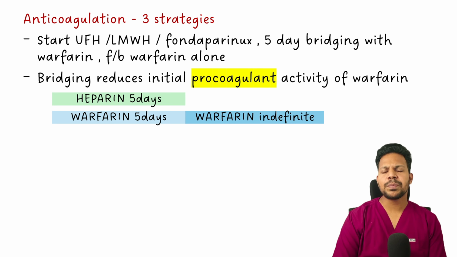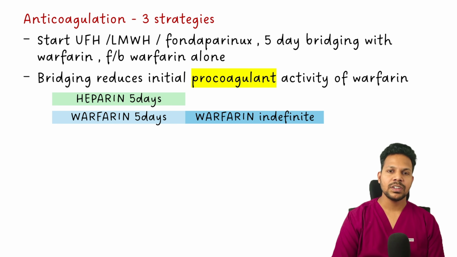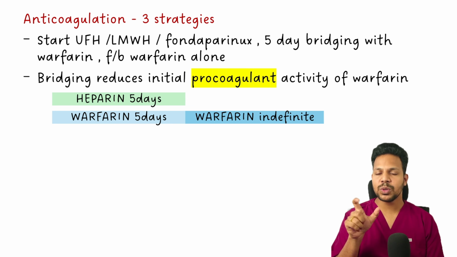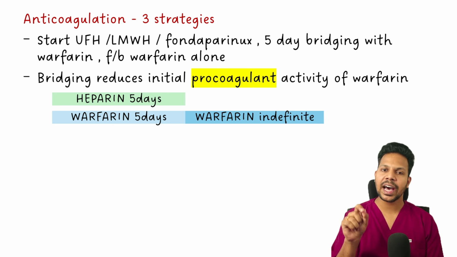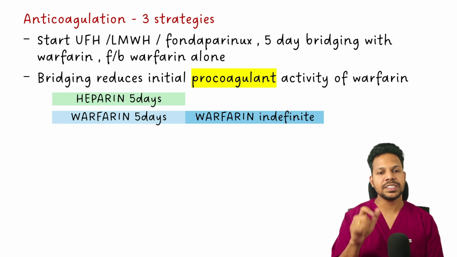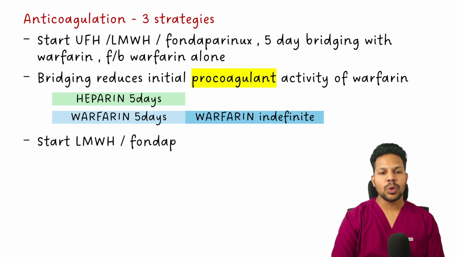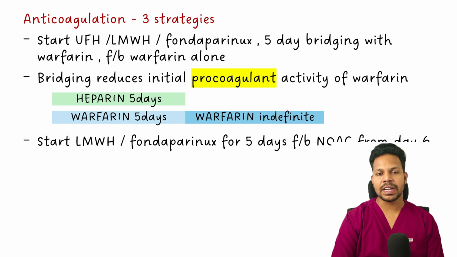But what is this initial procoagulant activity? Warfarin will block all the vitamin K dependent factors. So we know that it is going to block the vitamin K dependent factors like 2, 7, 9 and 10. But in the initial 5 days, it is also going to block the anticoagulants like protein C and protein S. So during this 5-day period or till the INR reaches our therapeutic range, you should continue another anticoagulant, which is heparin.